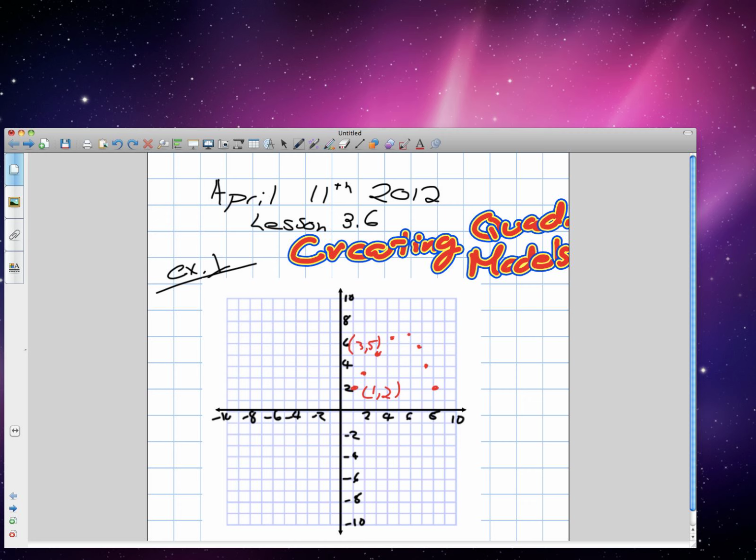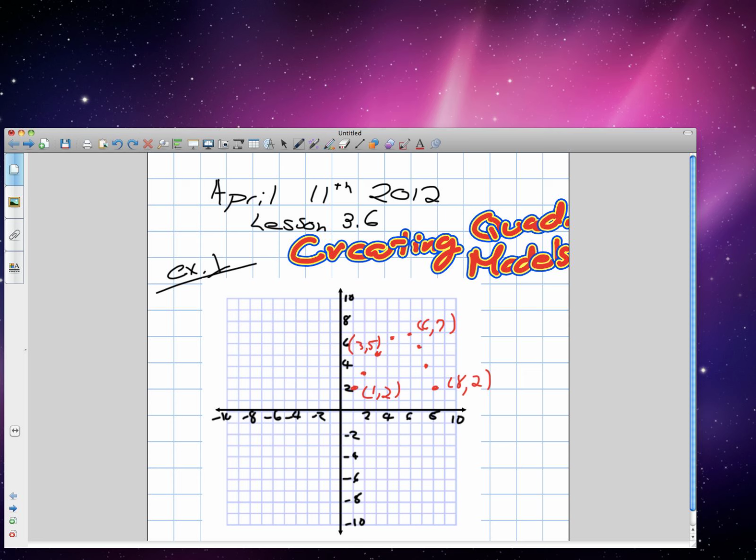Okay. Now, this won't be exactly a parabola, but we're trying to find what we consider a curve of best fit. Just like you guys did lines of best fit the other year. Another point here at 6 and 7. And another one here is at 8 and 2, it looks like. Okay? So you've got several points here.